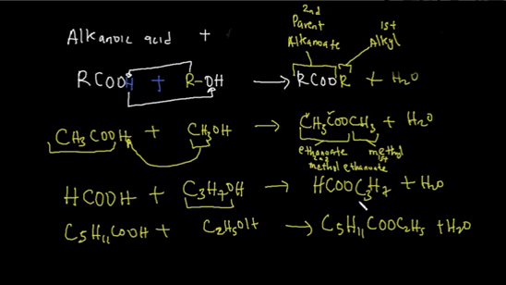Name this one. How many carbons are here? Three. Three is prop. So propyl, right? Then here, how many carbons are here? One. So it's methanoate. So if you name the compound now, what would be the name of this compound? It will be propyl methanoate. Hope it's clear.